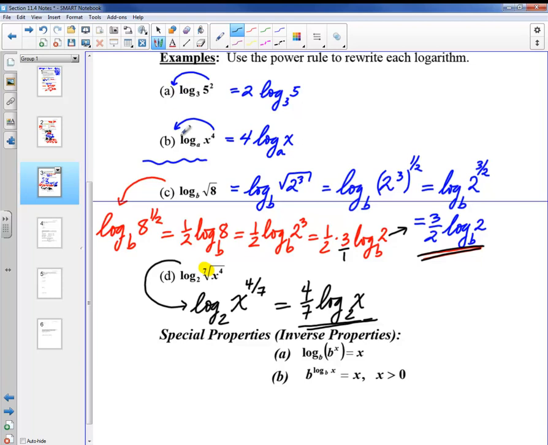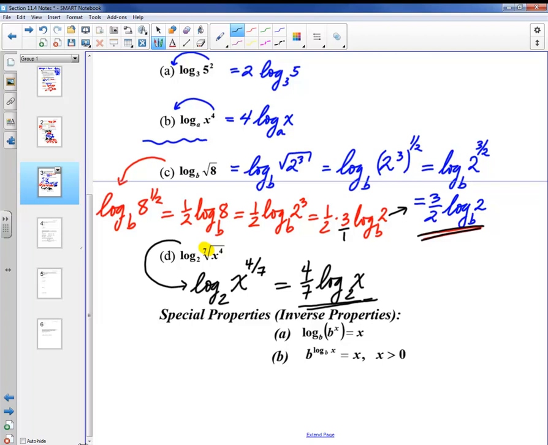Now, the special rules or inverse properties, we've seen some of them before. This one, in fact, is the one that we did in section 11.3, and that's when you had something like log base 2 of 2 to the 5th, and it gives you just 5. So it's called an inverse property because log and exponents are kind of reverse of each other. So you're taking log base 2 of 2, raising it to a power. So it's almost like everything cancels out, the log, the base 2, and it gives you the exponent.